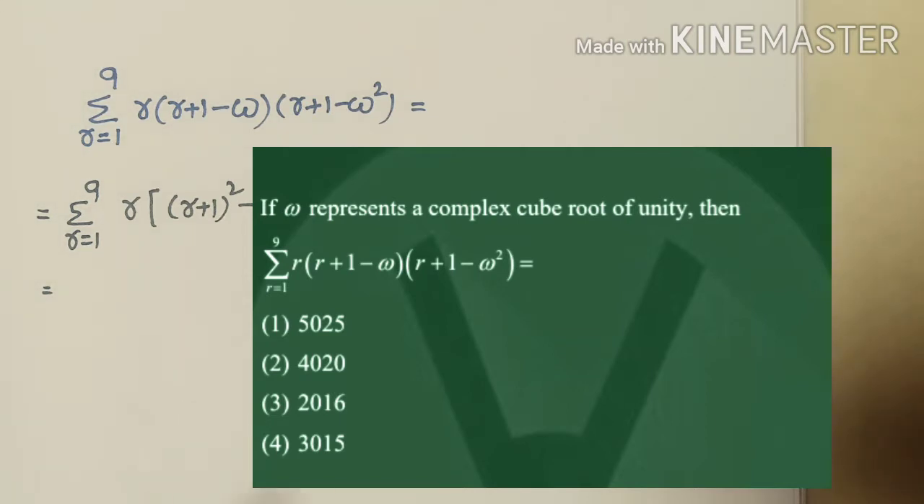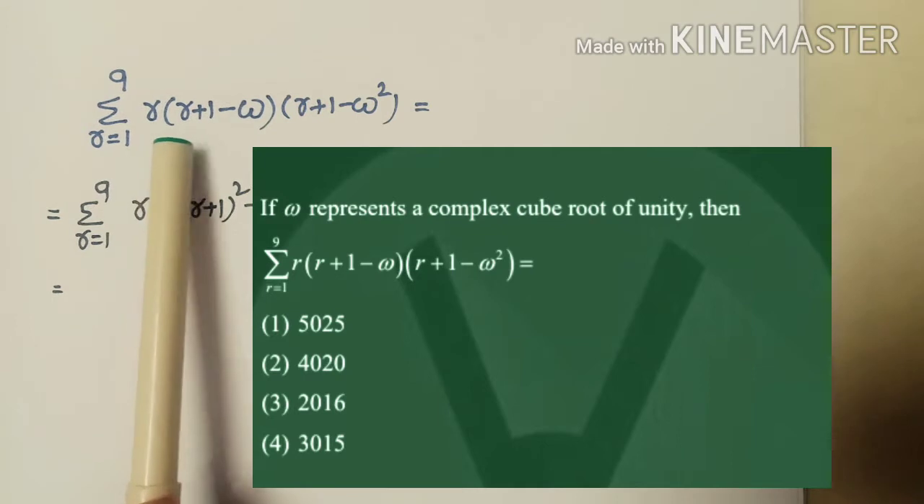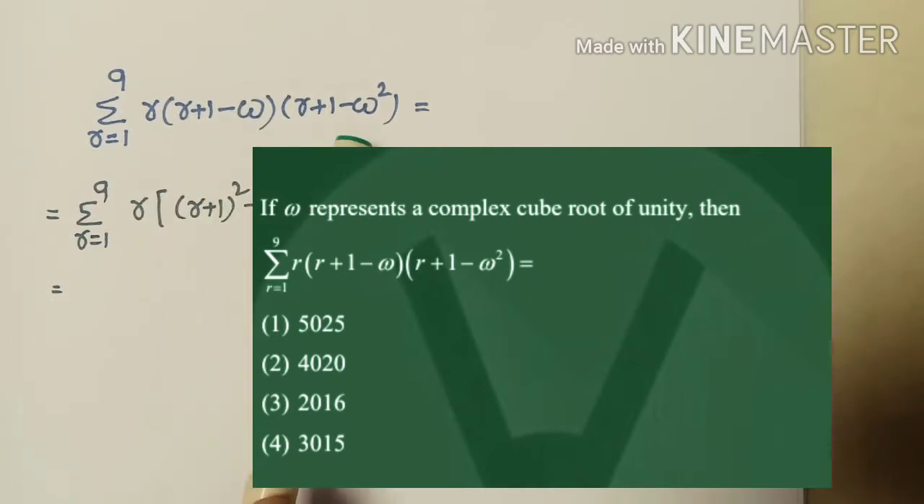So here it is given that sigma r equals 1 to n of r into (r plus 1 minus omega) into (r plus 1 minus omega square) is equal to. What is this value? This is the given question.